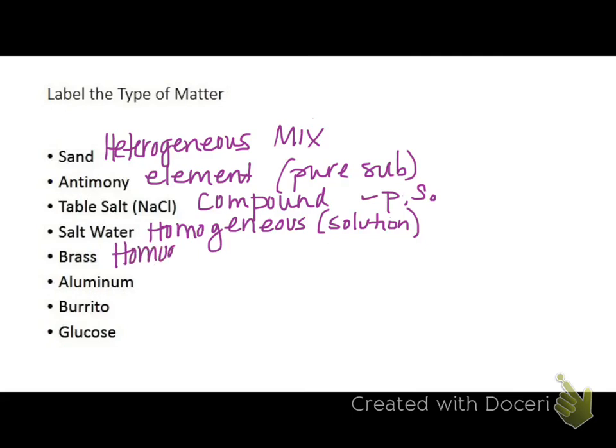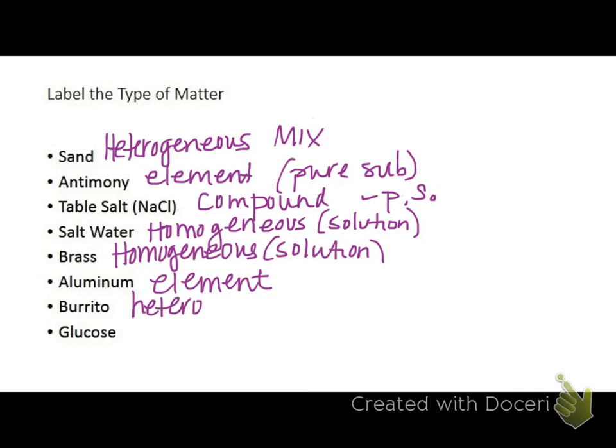Homogeneous. That one should be easy. We just talked about that, right? Homogeneous solution, mixture. Aluminum, an element. How about a burrito? Hetero. Heterogeneous mixture, yeah. And how about glucose? Compound, because it has a formula, right? Let me rewrite that. It got a little messy. Okay? Any questions at this point? All right.